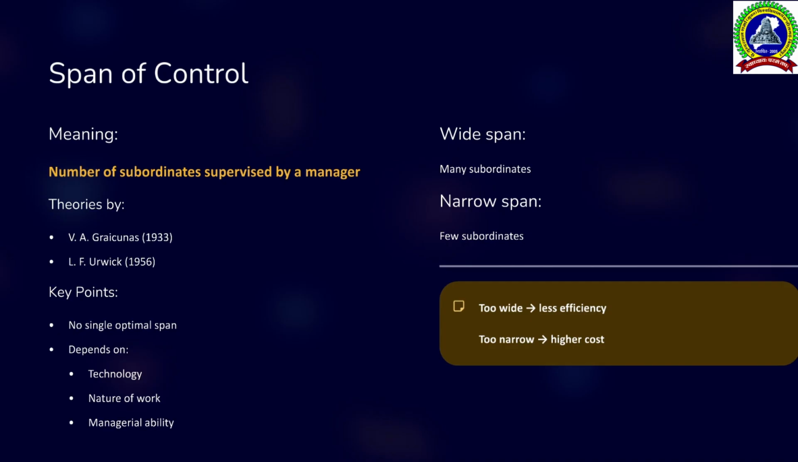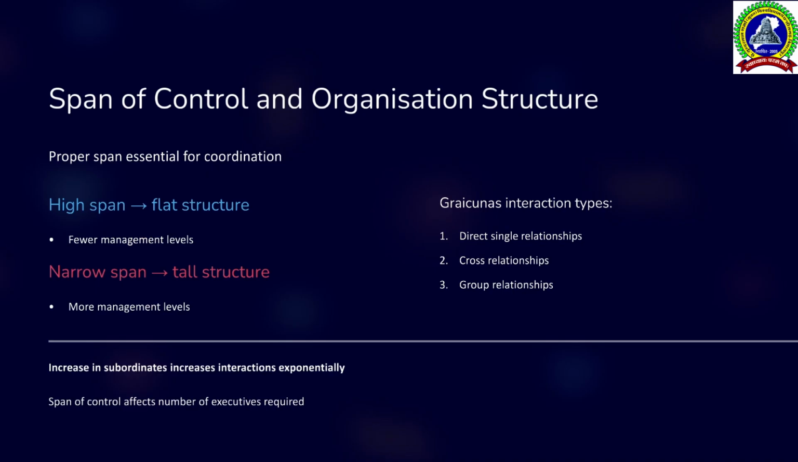If the span is too wide, supervision becomes ineffective. If it is too narrow, supervision becomes costly due to excessive managerial layers. Therefore, span of control must be determined carefully. Now, let us see how span of control directly impacts the shape of organization structure, whether it becomes tall or flat.